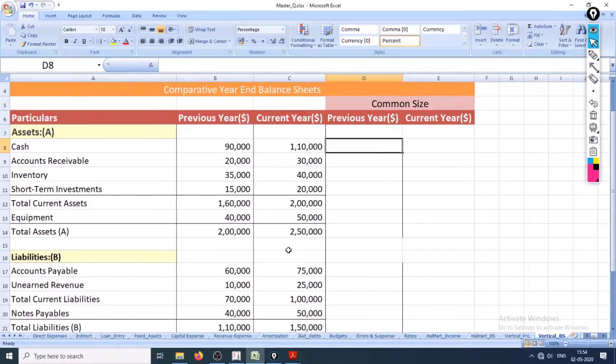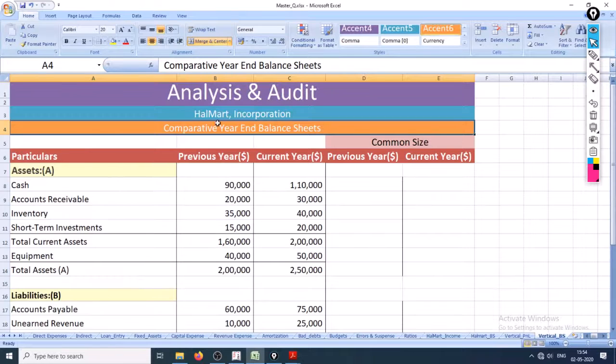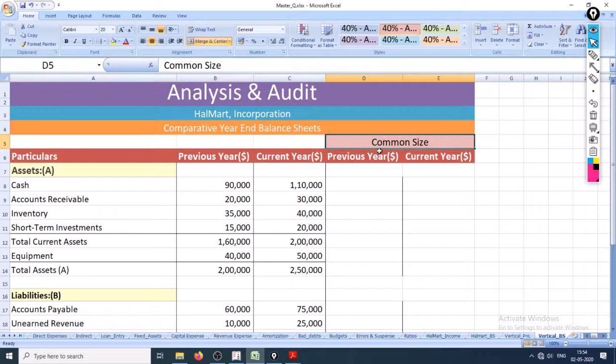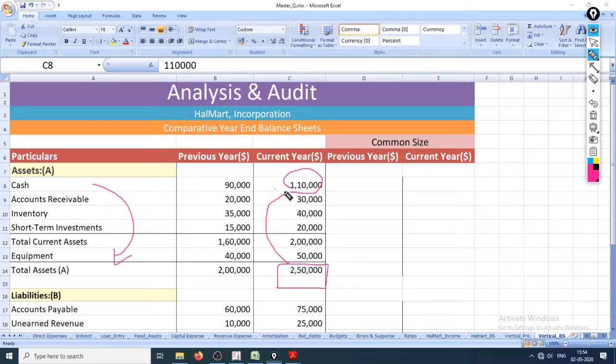Coming to this sheet right here, that is the comparative year-end balance sheet of Hallmark Incorporation. And right here we have to calculate common size. What is common size? You'll know soon. I want to know what percentage of total assets is cash. Out of 2,50,000, cash is 1,10,000. Hence, what percentage does it come to?